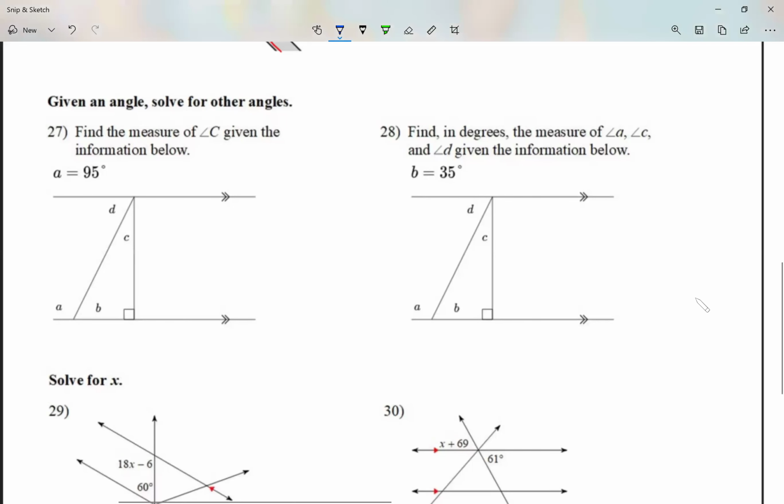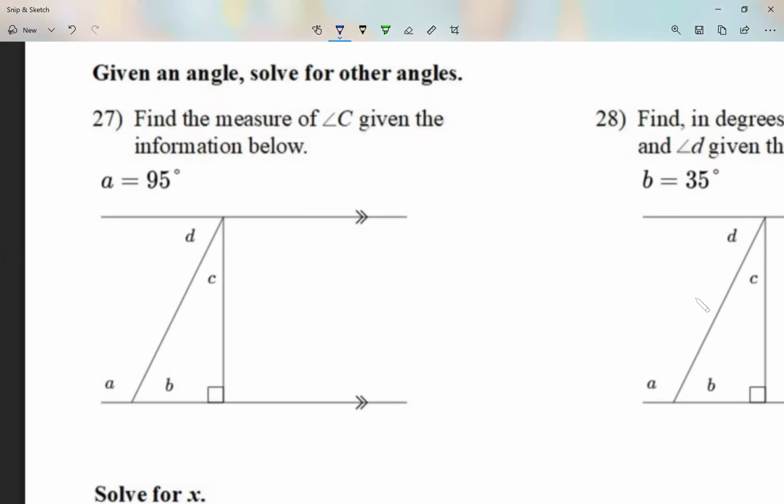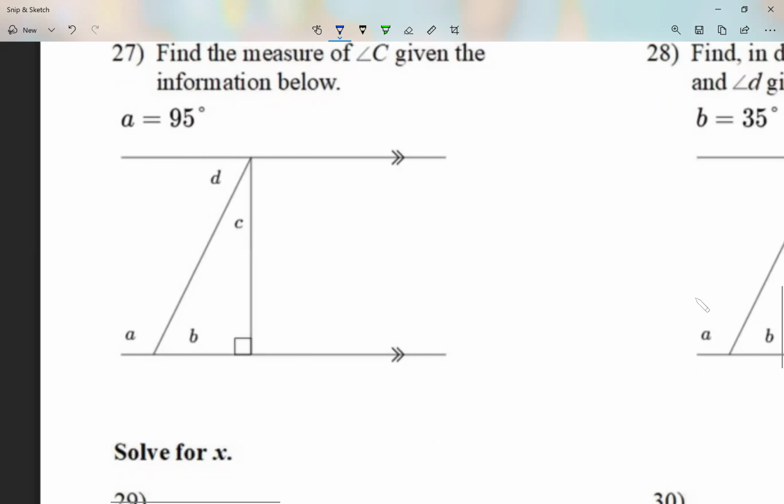For today, let me work question number 27, 28. So given an angle, solve for the other angles. Find the measure of angle C. Find the measure of angle C given the information below. So angle A is 95 degrees. Okay. So I'm going to say this is 95 degrees, angle A, and I need to find angle C.